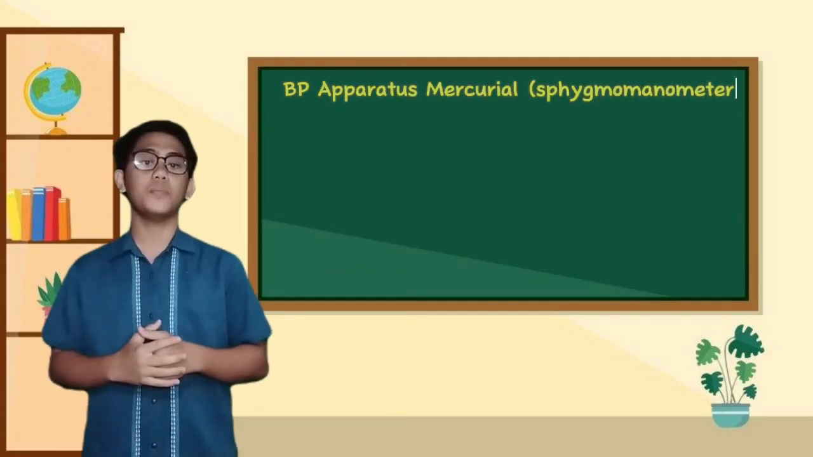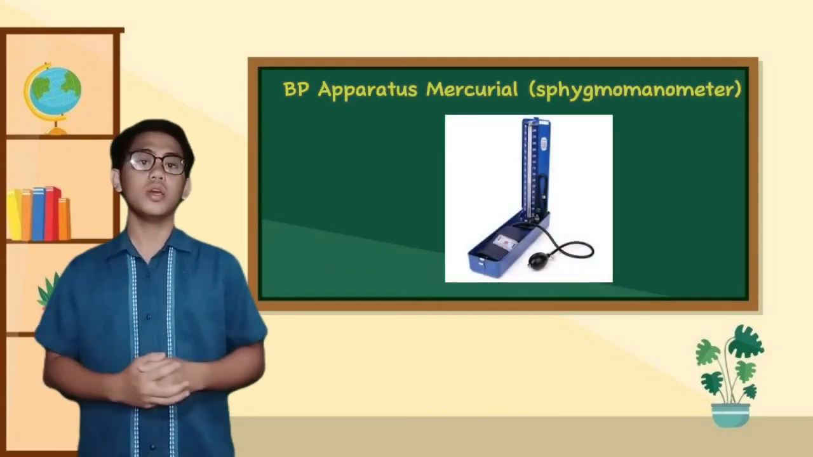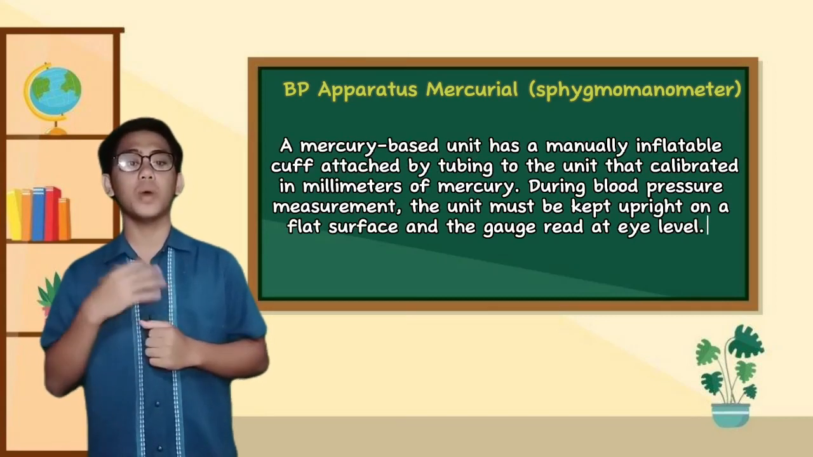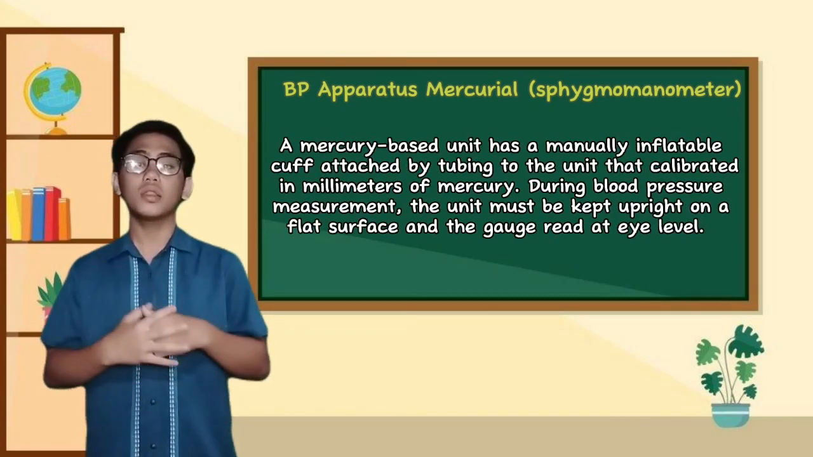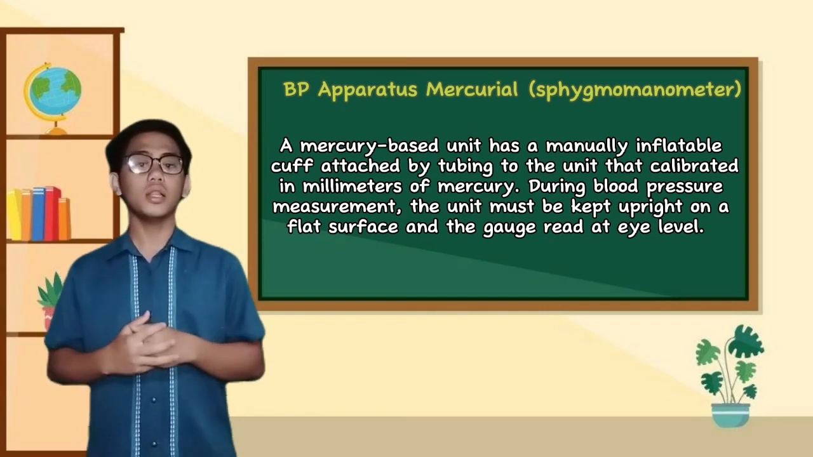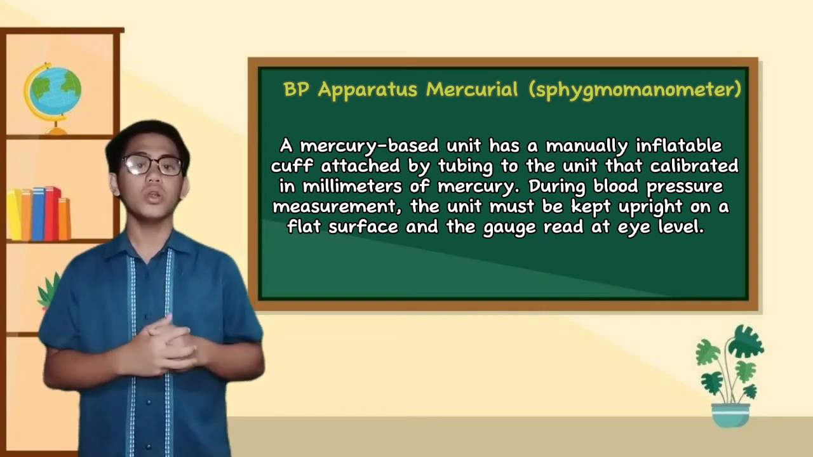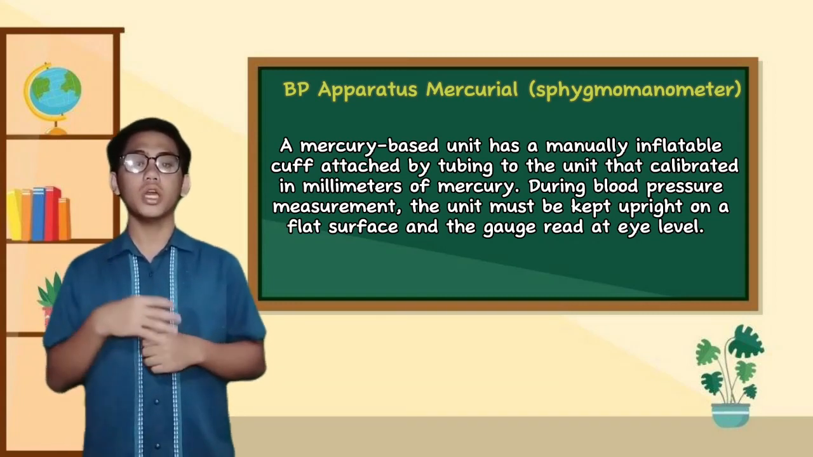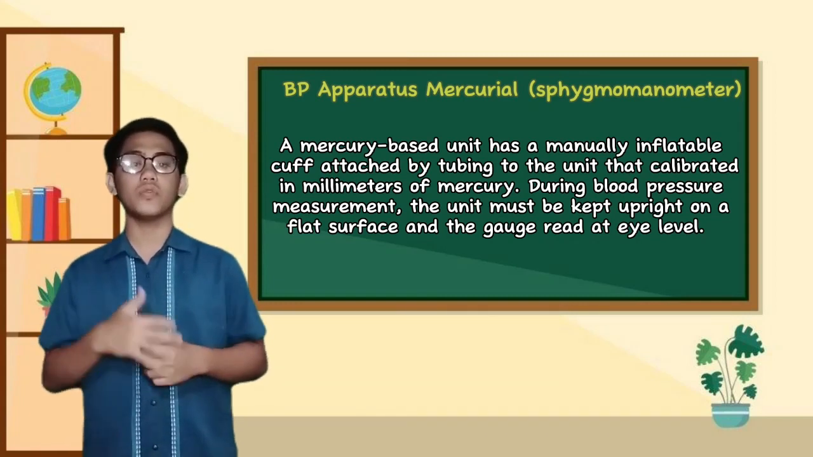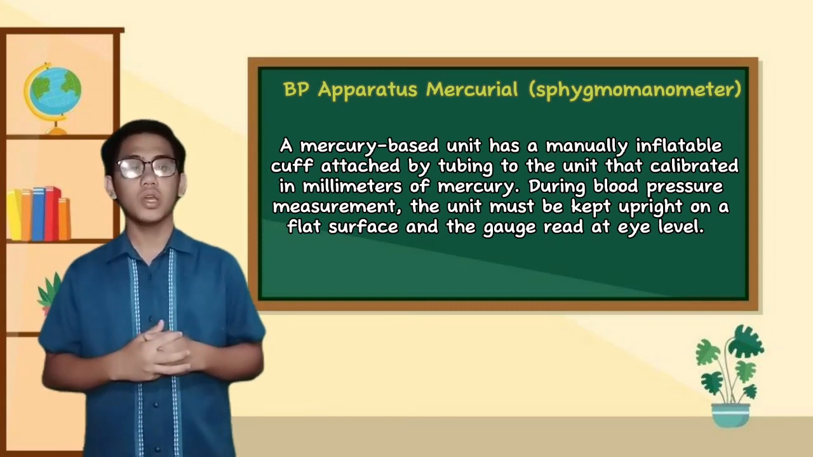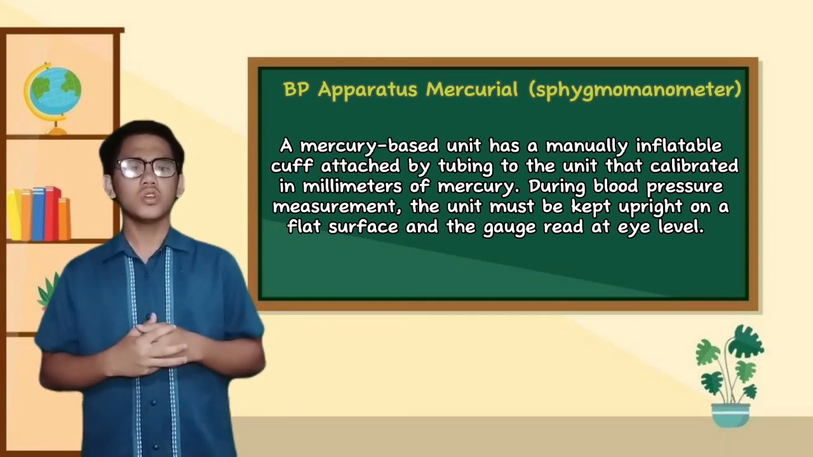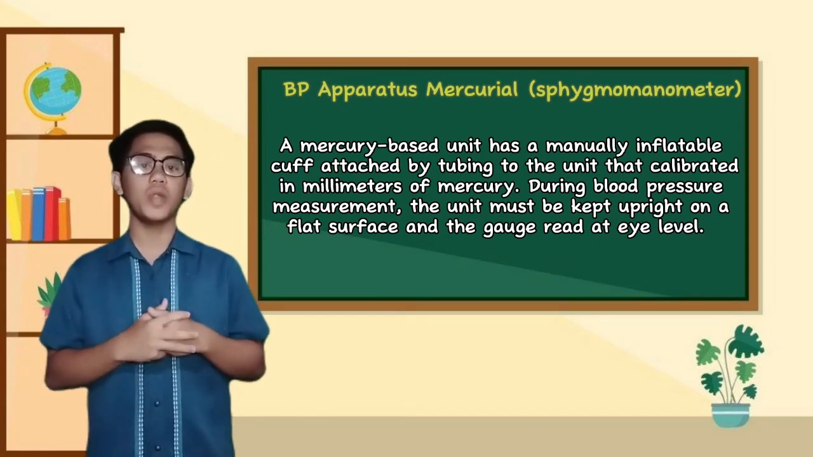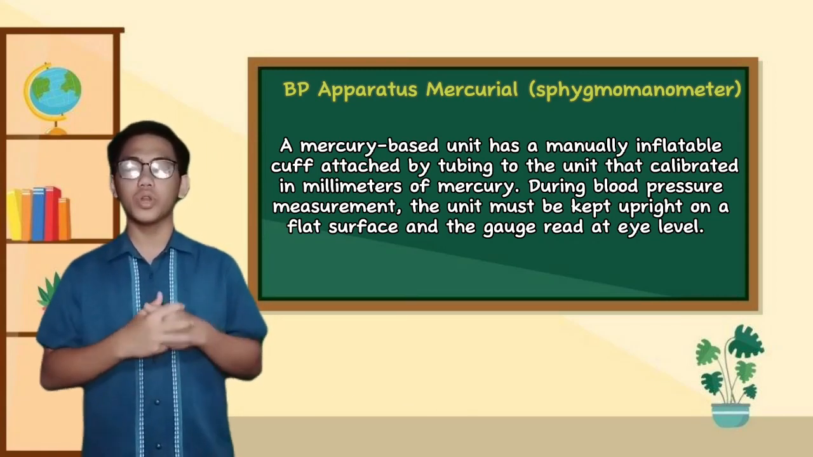So next, we have the BP apparatus mercurial sphygmomanometer. A mercury-based unit has a manually inflatable cuff attached by tubing to the unit that is calibrated in millimeters of mercury. During the blood pressure measurement, the unit must be kept upright on a flat surface and the gauge read at eye level. So it is important to note that accurate measurement and interpretation of blood pressure require proper training and technique.